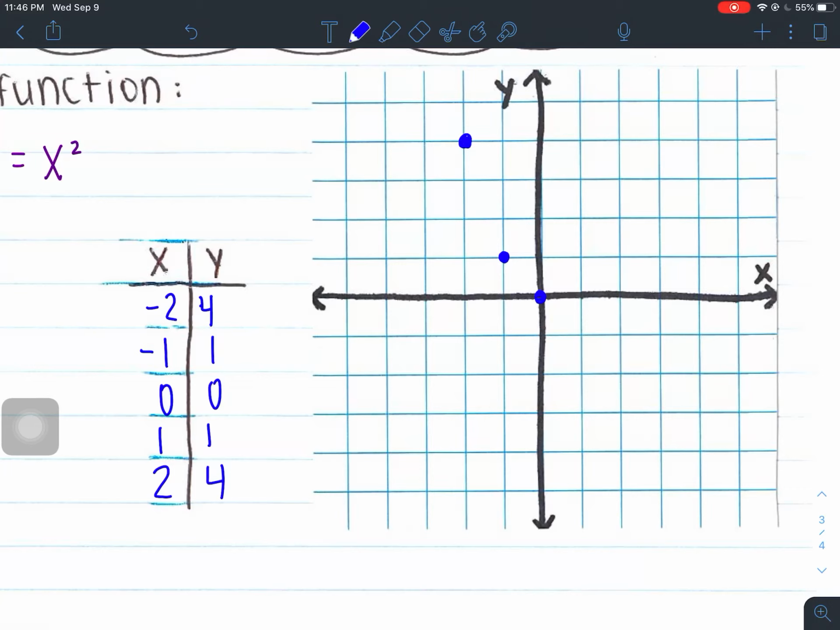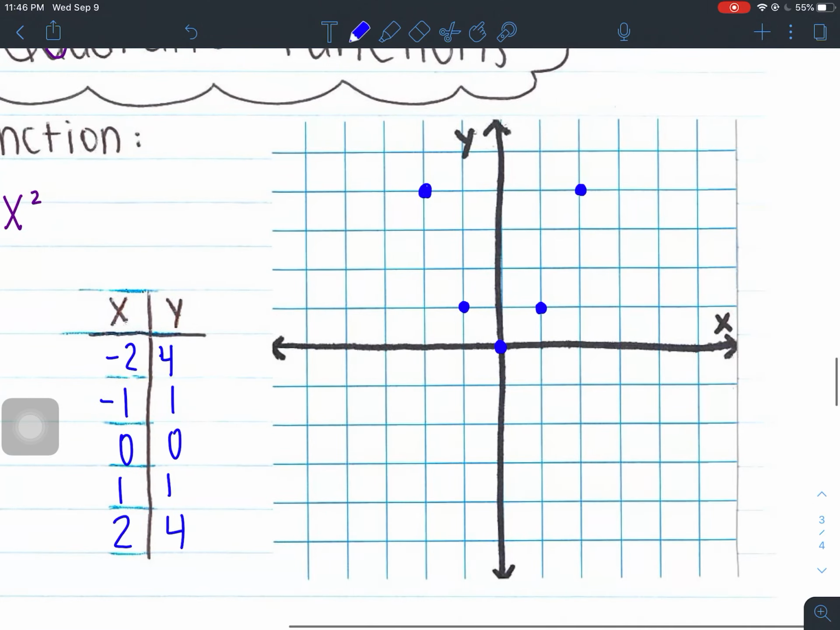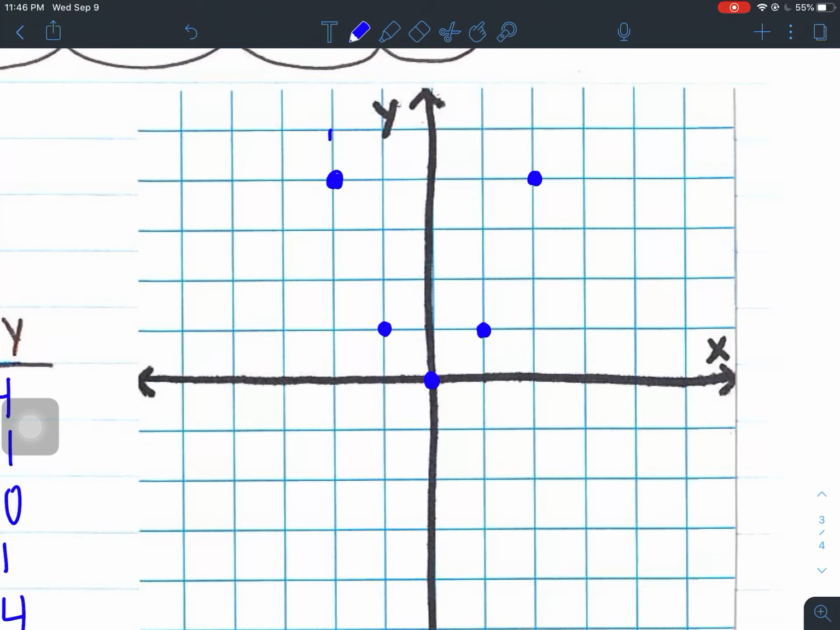Okay, you have 0, 0, so that's going to be at the origin. Okay, you have +1, +1, so it's going to be right 1, up 1, and then +2, +4. Now I want to draw a little U shape here to connect all these together, so I'm going to put a little graph that goes through all of these. Now, mine is not perfect, yours probably will not be either.